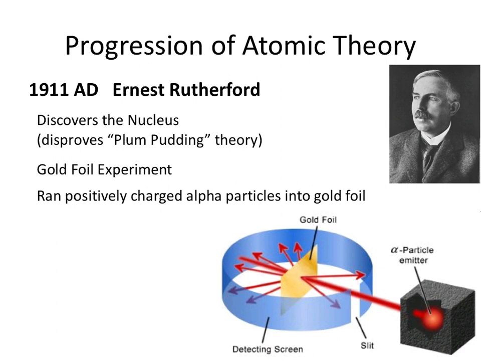And what he did in this gold foil experiment is he basically ran positively charged alpha particles into a really, really thinly rolled piece of gold foil. And his observations from that experiment are what led him to conclude that there was a small positively charged nucleus inside the atom. Okay, and we'll look at that here.